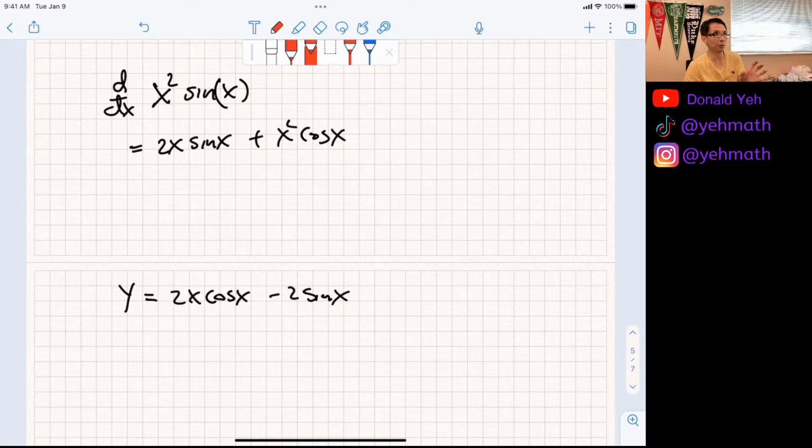Remember, it's not two functions. 2 can be a function, but it's more likely just a constant. So 2 doesn't count as a function along with sine of x. Can you use product rule? Yes, you can, but it will be so redundant, almost useless. So here is where the product rule occurs. So this is the product rule.